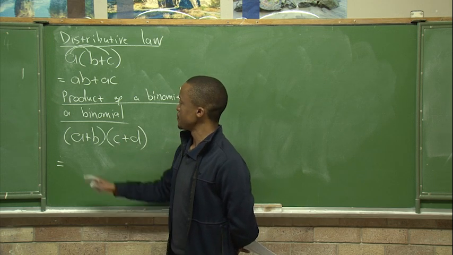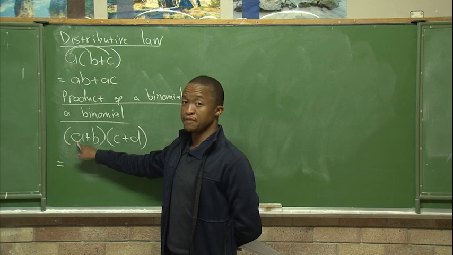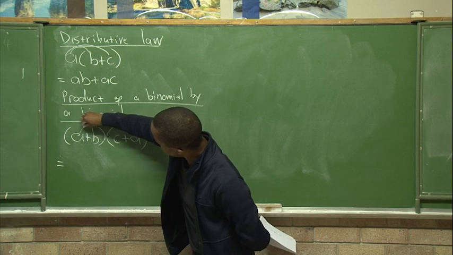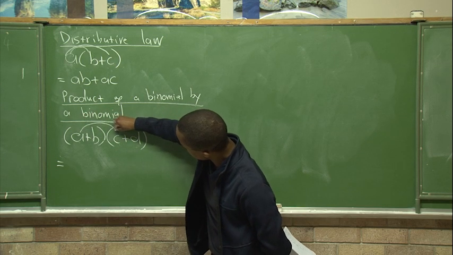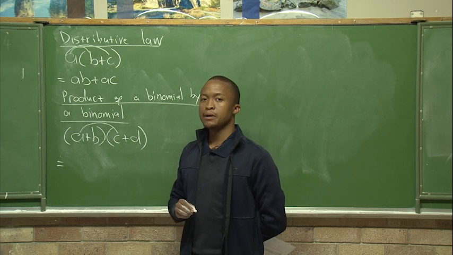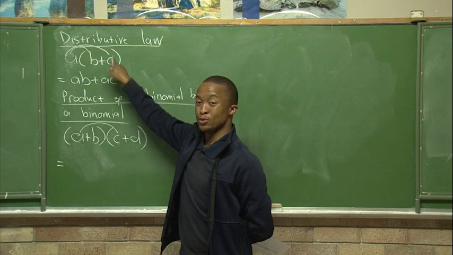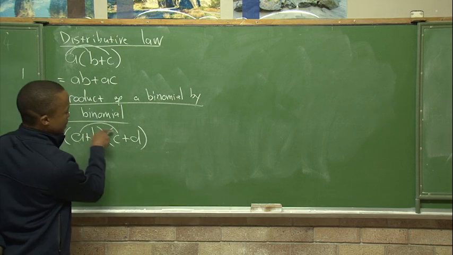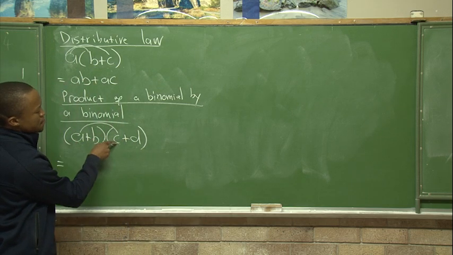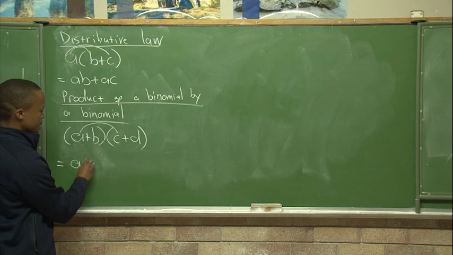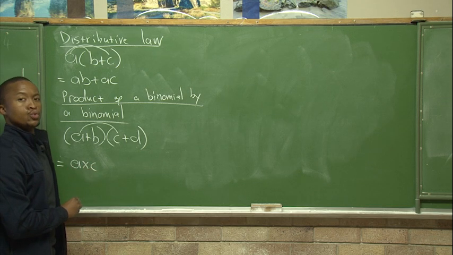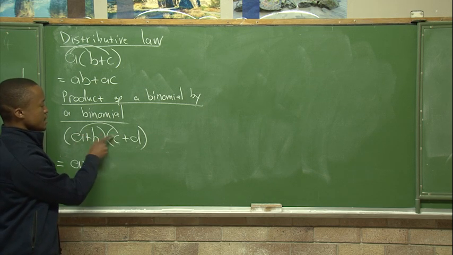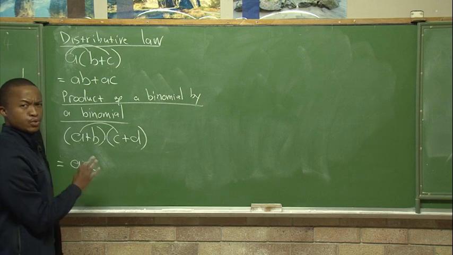You multiply the first term of the first bracket with the first term of the second bracket. We actually apply the distributive law, but now that we have two terms. So we take a, we multiply it with c, so that will be a multiplied by c, because you distribute the multiplication sign. So a times c is a times c. Okay, are we done? We're not done.